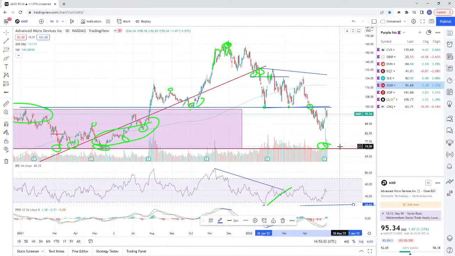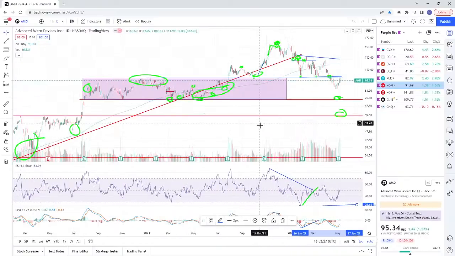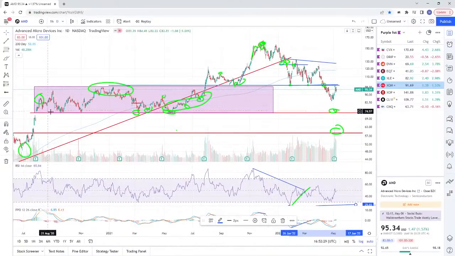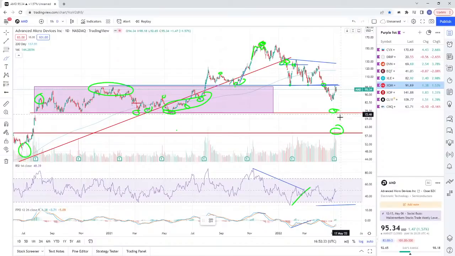I think we roll down. Next level of support, 73.72. Good support down there. All right, look at all the reactions down here. So that's where I think we're heading. All right, that's what I got. NVIDIA, I covered that one already.